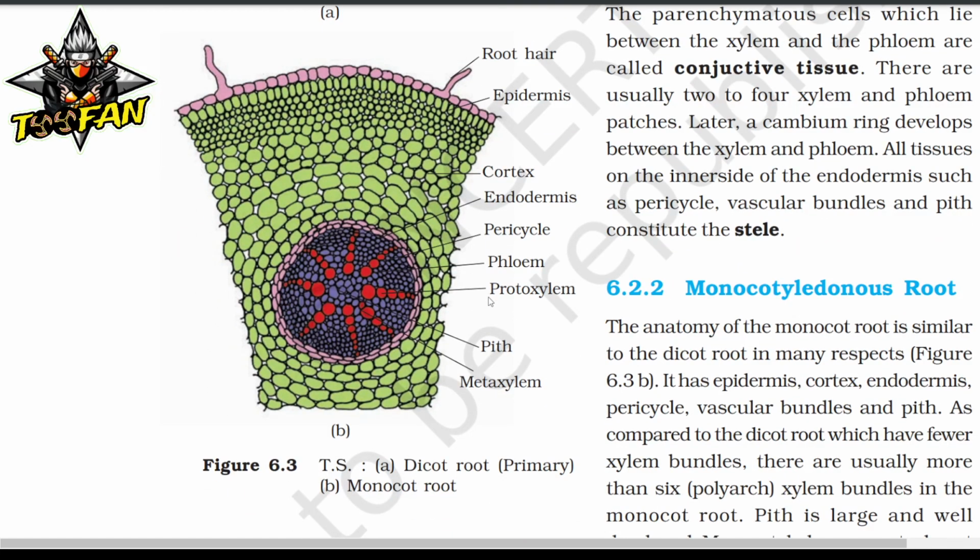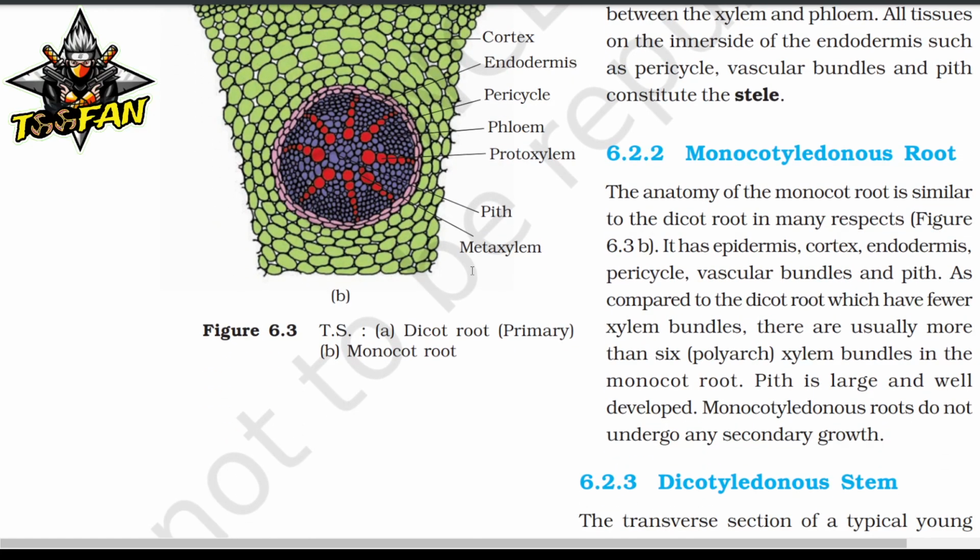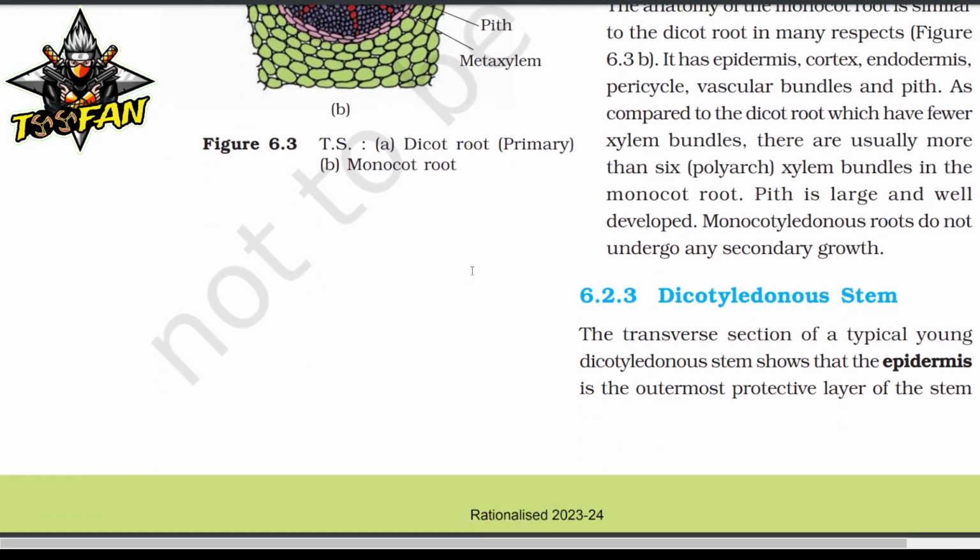Monocotyledonous root. The anatomy of the monocot root is similar to the dicot root in many respects. It has the epidermis, cortex, endodermis, pericycle, vascular bundle and pith. As compared to the dicot root which has fewer xylem bundles, there are usually more than 6 polyarch xylem bundles in the monocot root. Pith is large and well developed. Monocotyledonous root does not undergo any secondary growth.